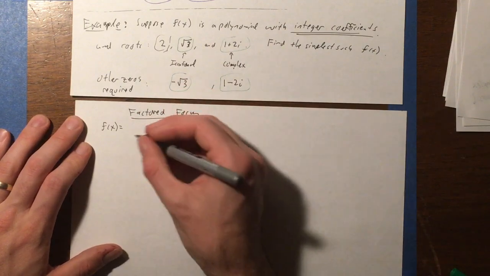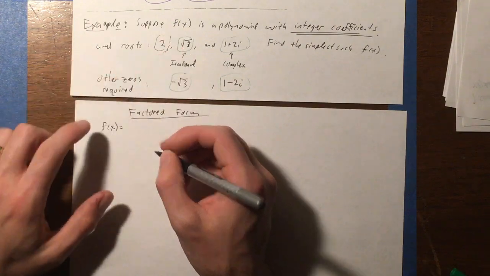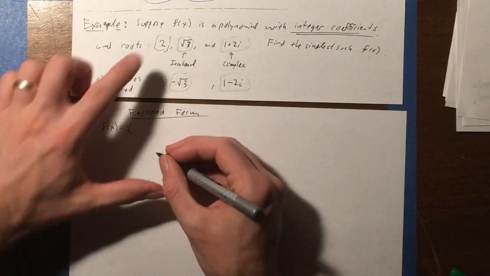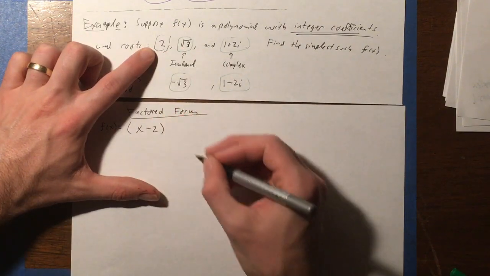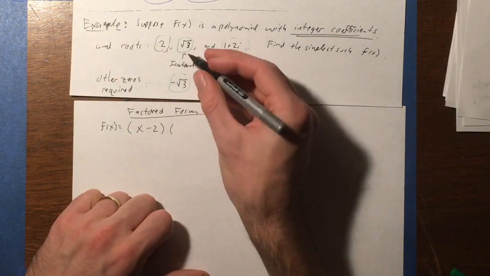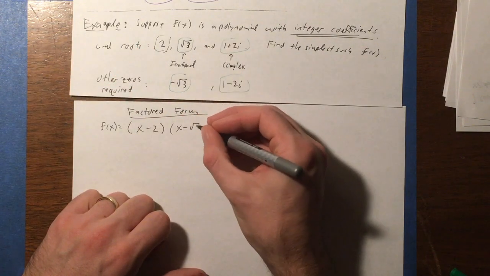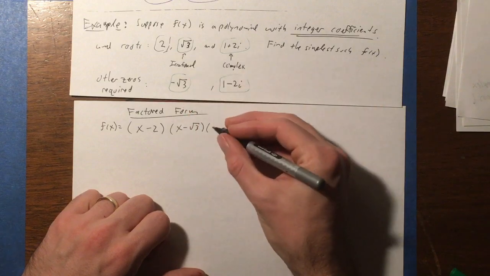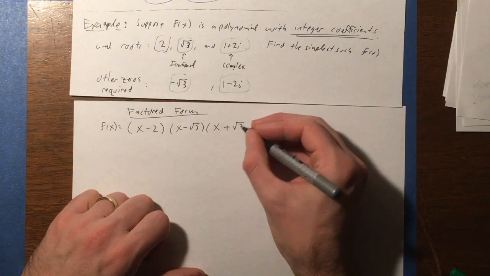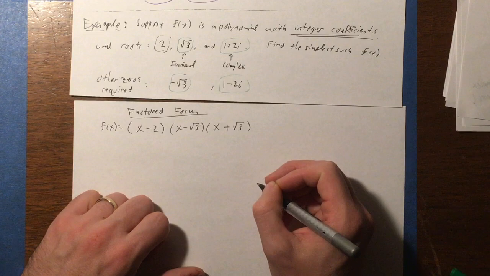And it's going to look like this. Each of these zeros is going to correspond to exactly one factor. The first factor, I'll do x minus 2. And then we'll go ahead and do the factors for the irrational numbers, x minus the square root of 3, and then x minus the negative square root of 3, which becomes x plus the square root of 3.